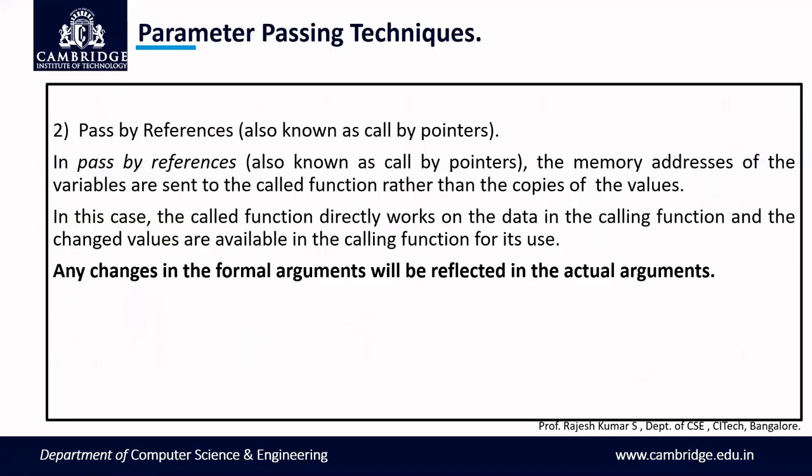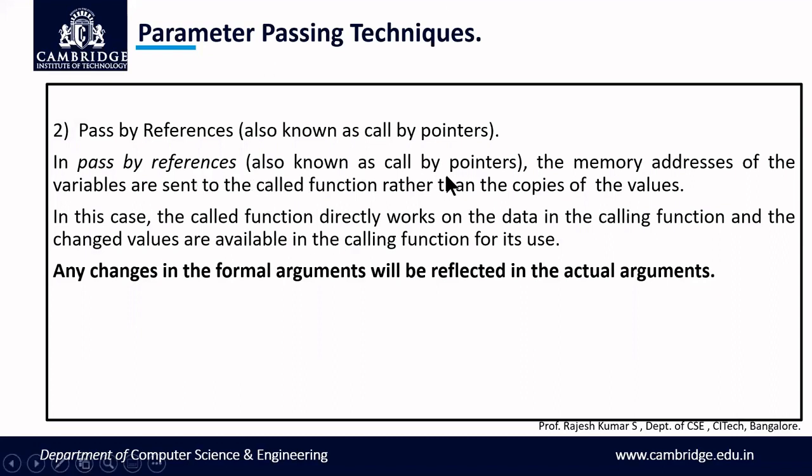Now coming to the second parameter passing type: pass by reference. Now what is pass by reference? In the first type we pass the value from the actual parameter to the formal parameter, right? The calling function sends some data, and that data is copied into the called function's parameter. Now we are not passing the value.